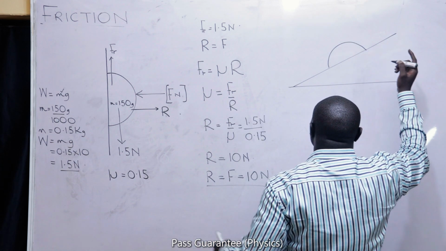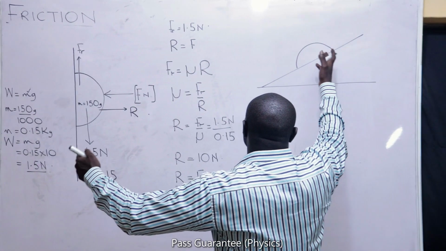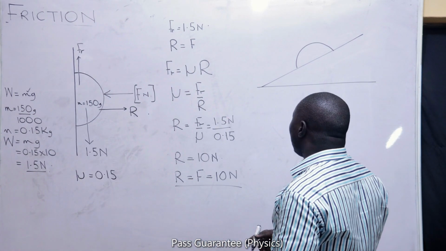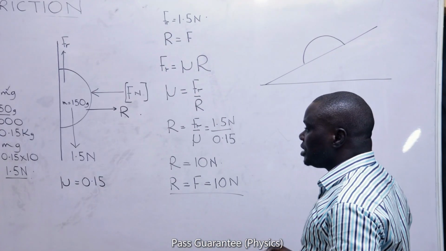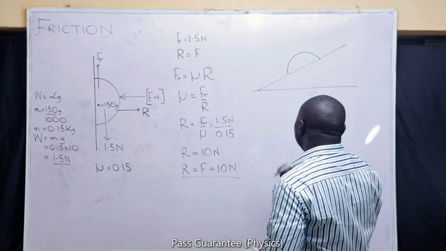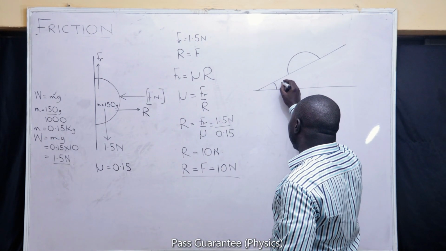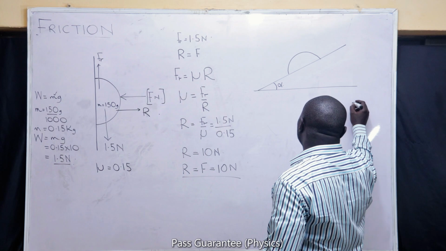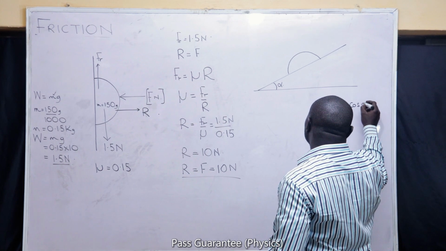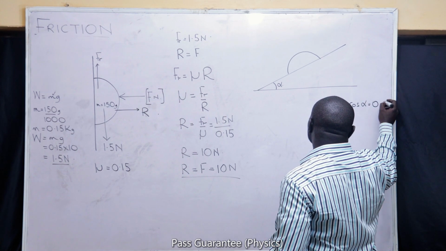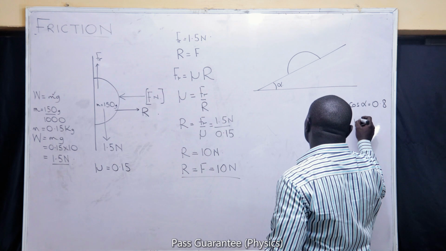Limiting equilibrium is one in which all the basic forces that are there are equal to each other, as we treated it under inclined plane. We are told that it is inclined at alpha. We are also given that cos alpha is equal to 0.8. We are now asked to find the coefficient of friction.